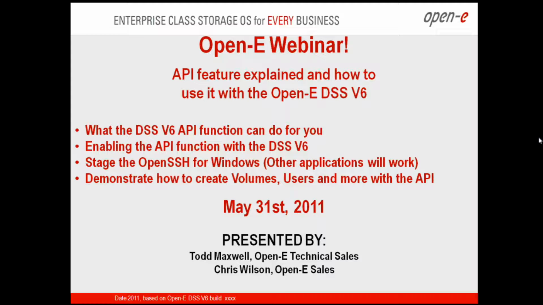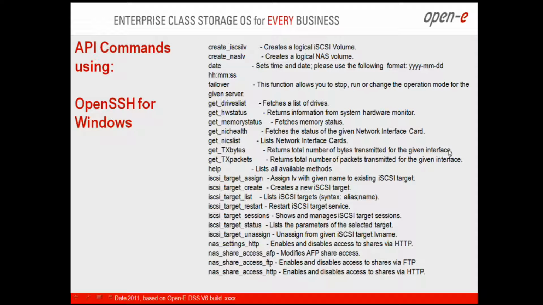So what we're going to be talking about is what the DSS V6 API function can do for you, and enabling the API function with the DSS V6. We're going to stage OpenSSH for Windows, although you can use other applications, they will work, to show you how to use the API function. We'll show you some ideas of how to create volumes, users, and some other functions with the API. All right, let's begin.